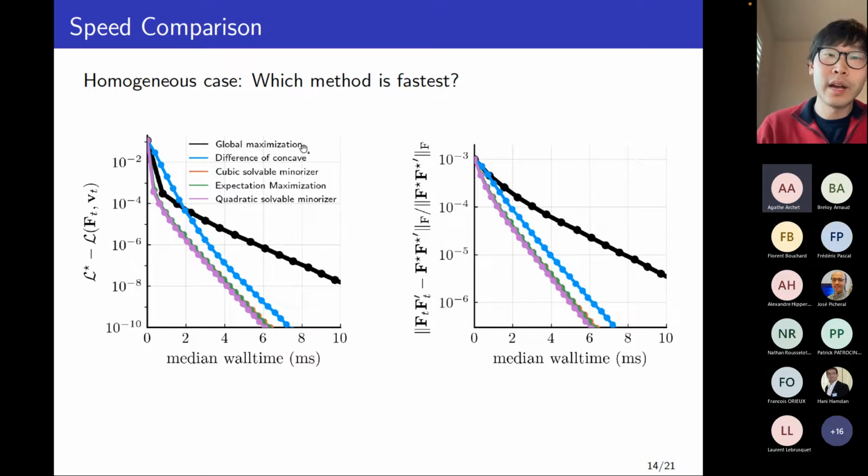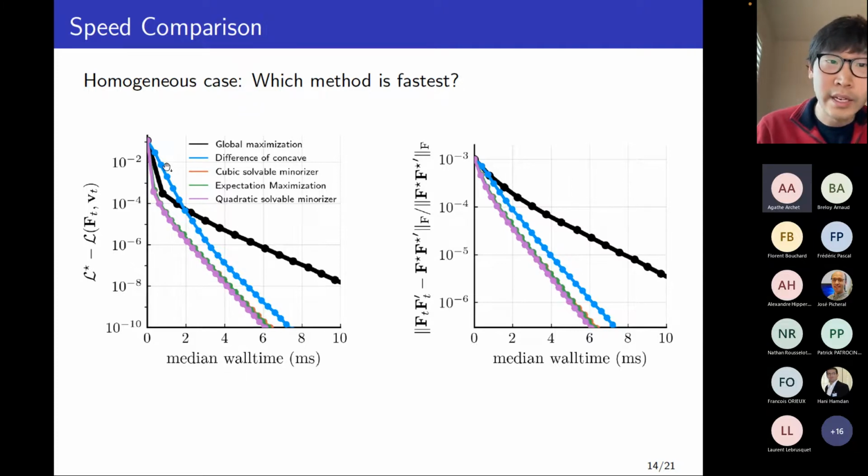And so here we've got global maximization in black, difference of concave in blue, cubic solvable in orange, EM in green, and the quadratic solvable in purple. A couple of things we can observe immediately is that the global maximization indeed, oh sorry, I should point out here we're looking at convergence of the objective function versus wall time, convergence of the log likelihood compared to wall time.